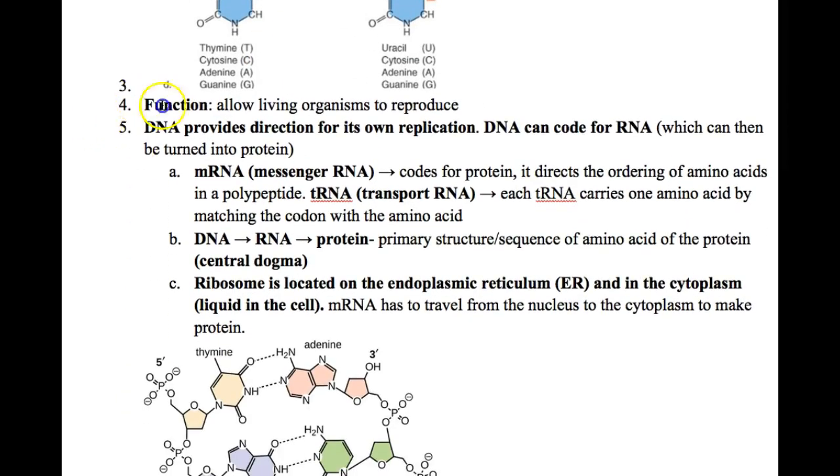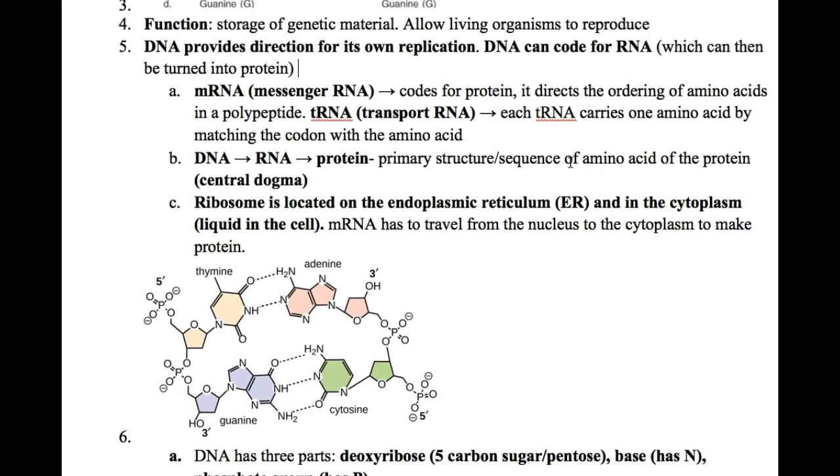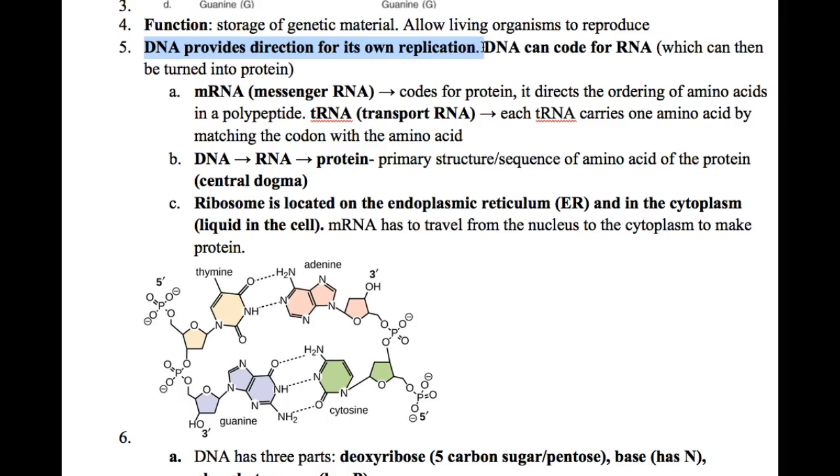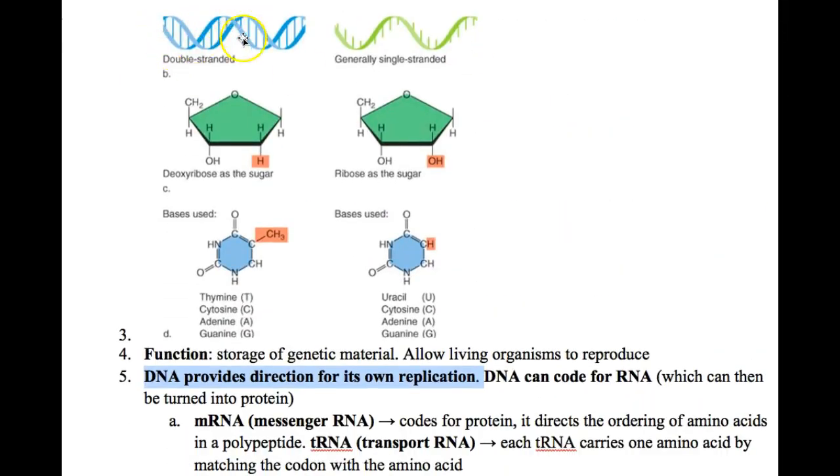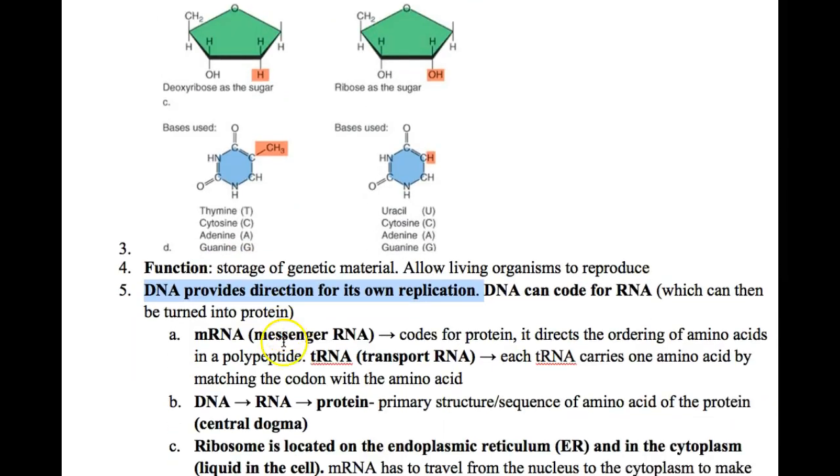The next one is function. There are a lot of functions of DNA, right? There's storage of genetic material. It allows living organisms to reproduce, allows traits to be expressed, all of that. DNA provides direction for its own replication. So what that means is when we have one DNA sequence on one strand, that allows this entire DNA to be replicated. So we can go from one DNA strand and it can completely replicate itself and make another DNA strand. The reason for that is because of the base pairing of the A, T, and C and G.